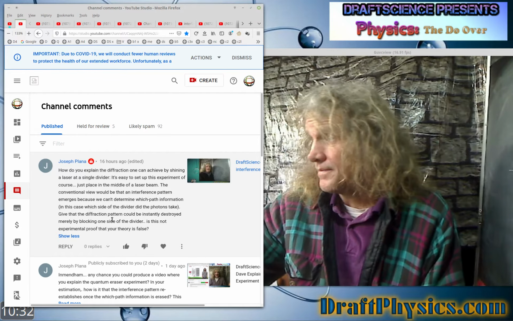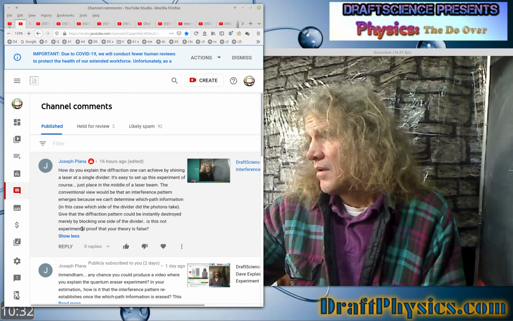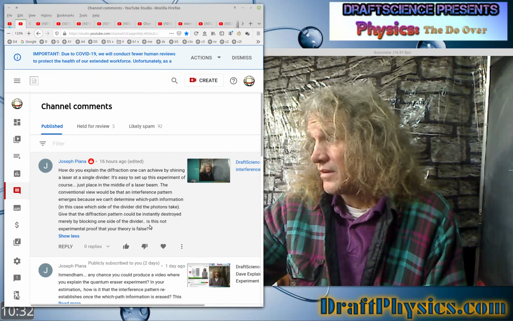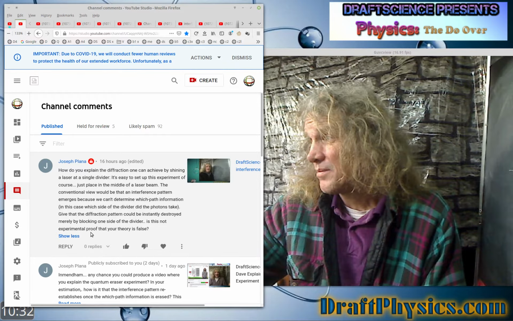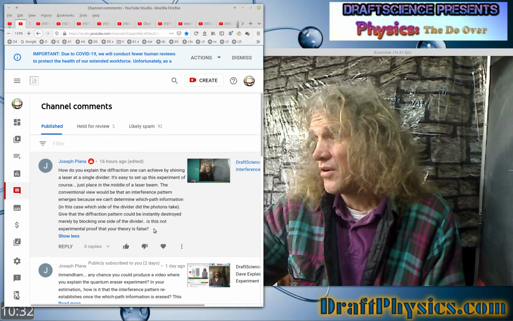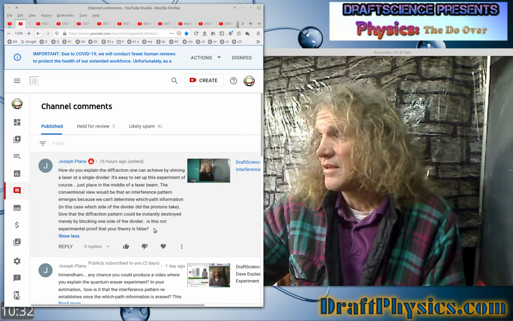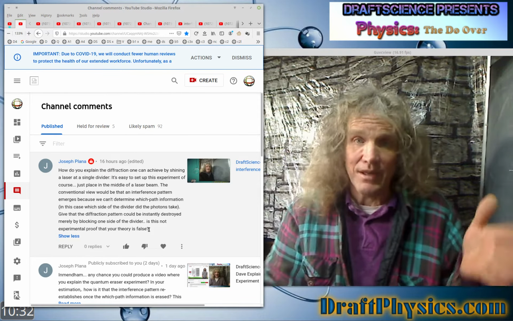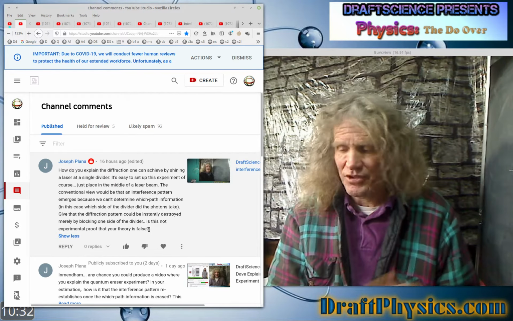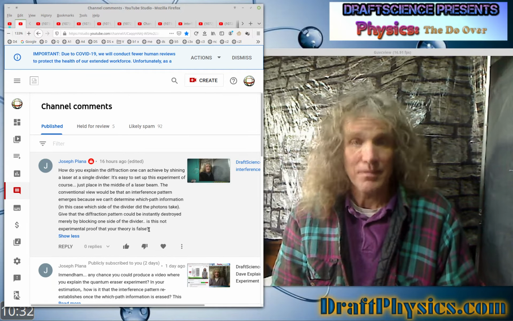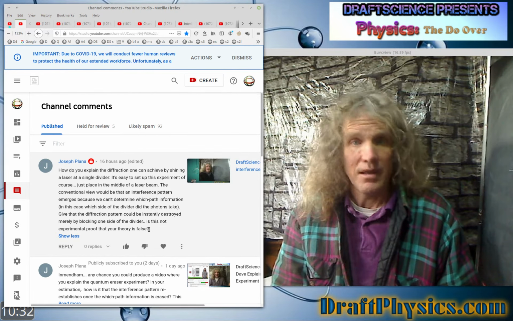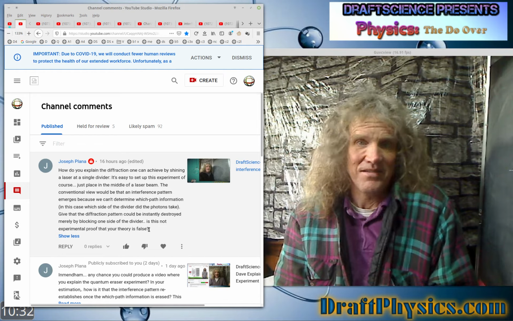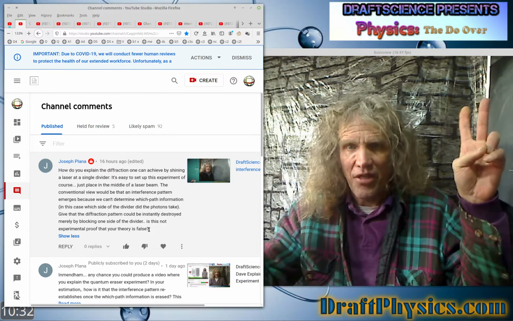All right, anyway. Merely by blocking one side of the divider, is this not experimental proof that your theory is false? No, it's just absolute nonsense. I'm proving your theory is false by demonstrating that the single slit doesn't produce an interference pattern in water. Okay, and it should, by theory.